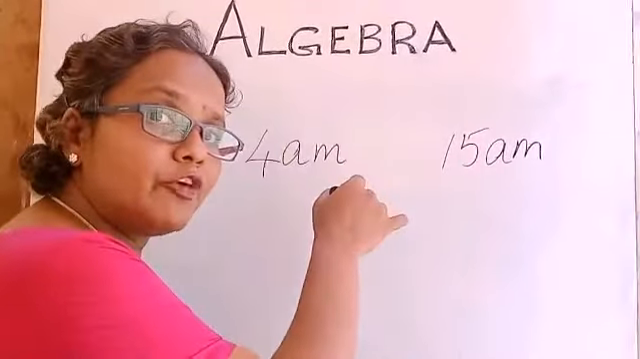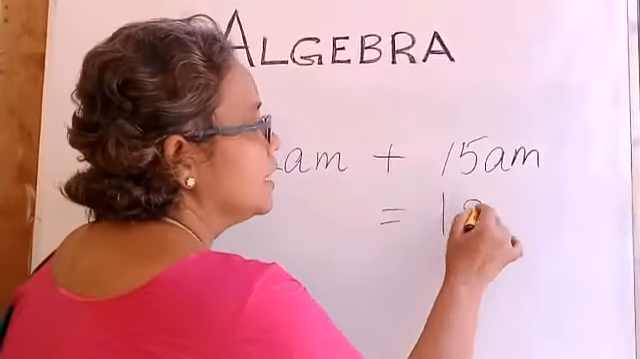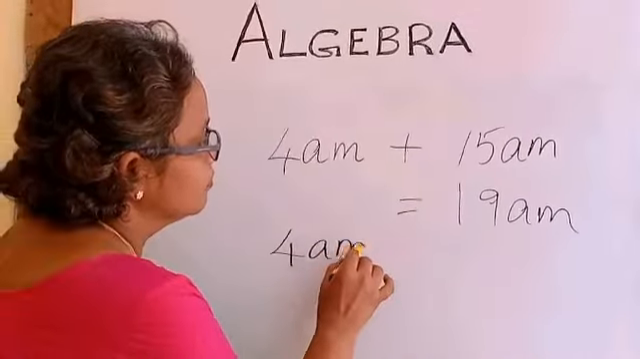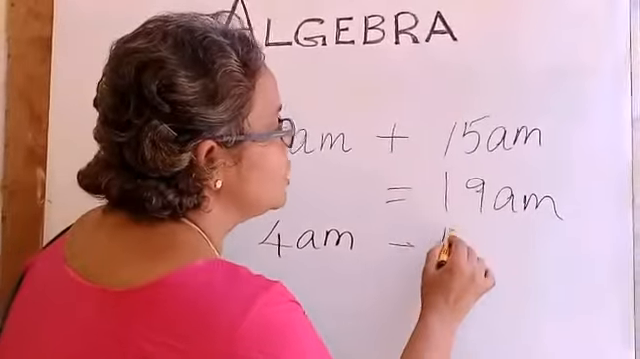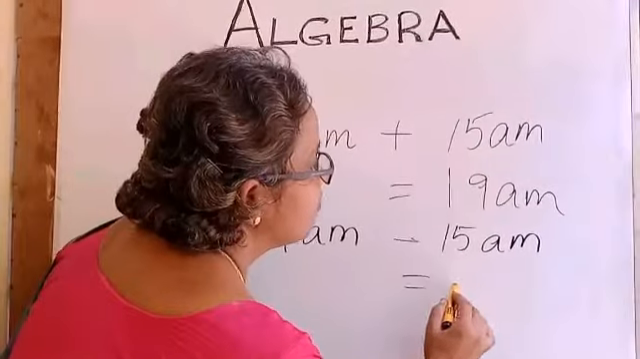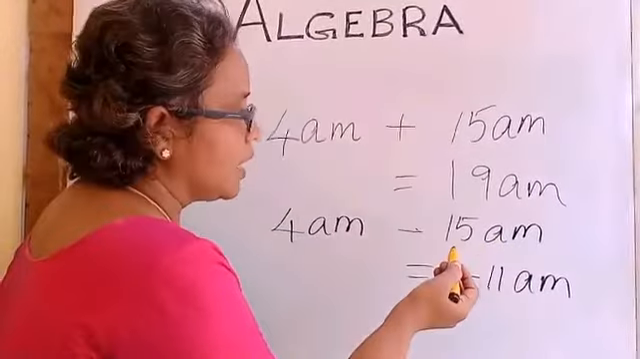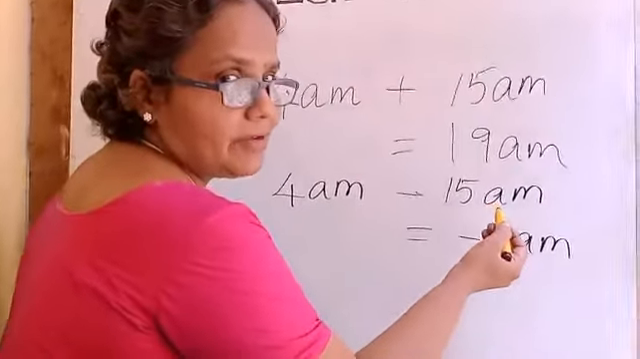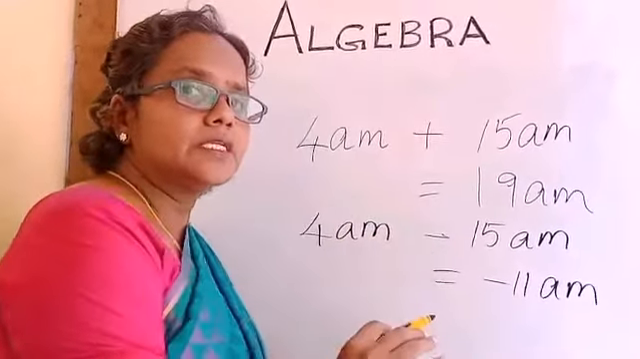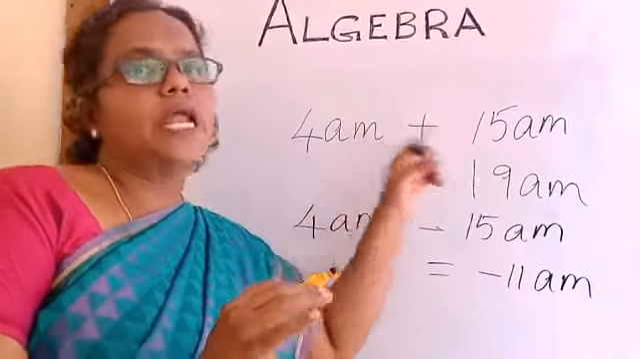So what operation can I perform on them? I can perform an addition operation. So what is the result now? It is 19am. Am I right? Now likewise you can perform the subtraction operation also on these two terms. Is that clear? And therefore what is the answer now? It is -11am. I will later on tell you how you got this -11am. We'll see that later. Now just for the time being, you understand that you can perform the addition operation and subtraction operation on like terms.